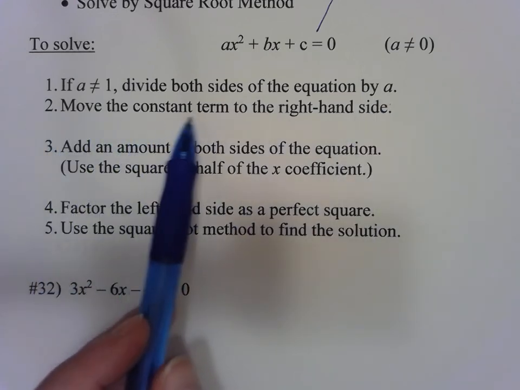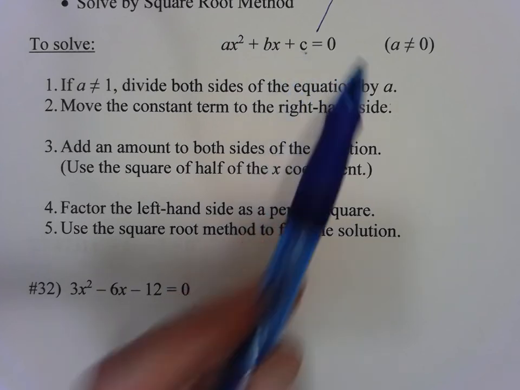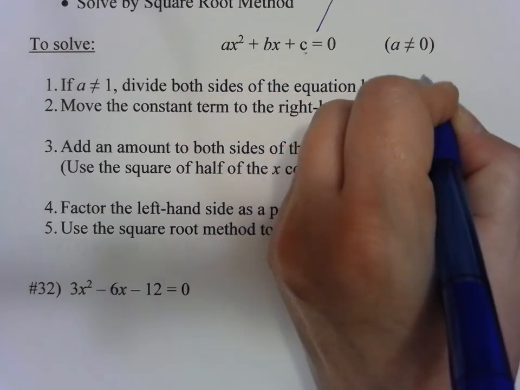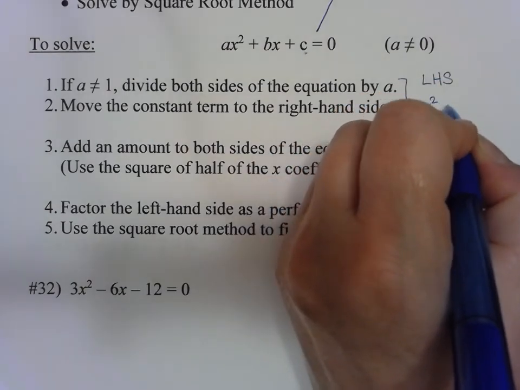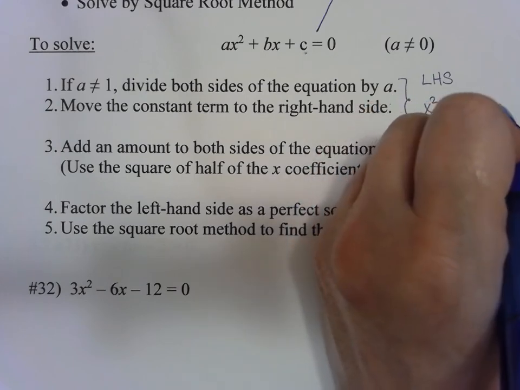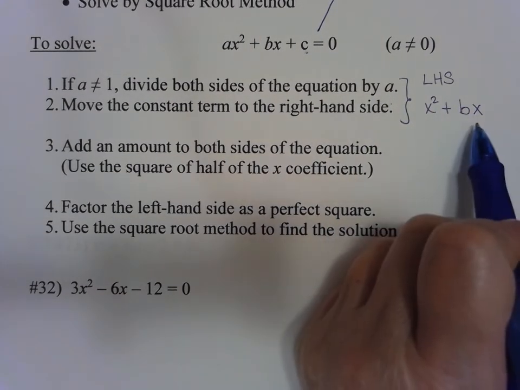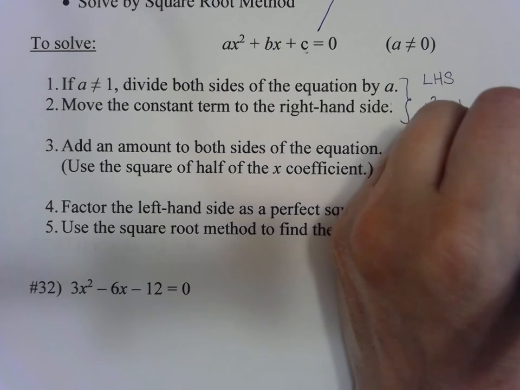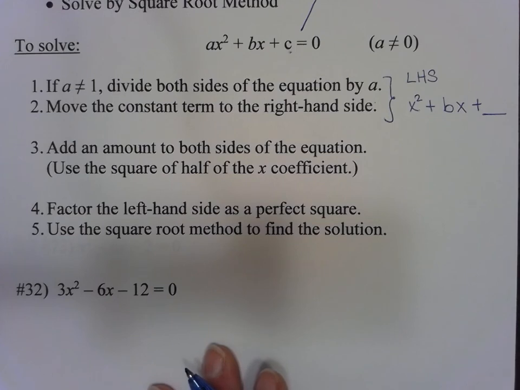Then I'm going to move the constant term, that's the plain number part here with no variable, over to the other side. Once I've done that, on the left-hand side, LHS for left-hand side, I'm going to be left with x squared plus something x. Technically it's not b, but I'm going to let it be b for the moment. This is the part that I really want to turn into a perfect square. So I need to add a number here to make it factorable into something that's a perfect square.